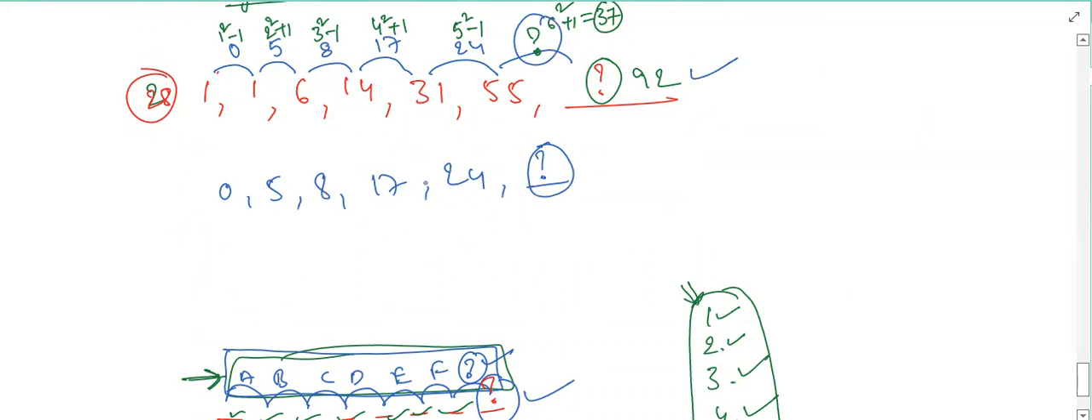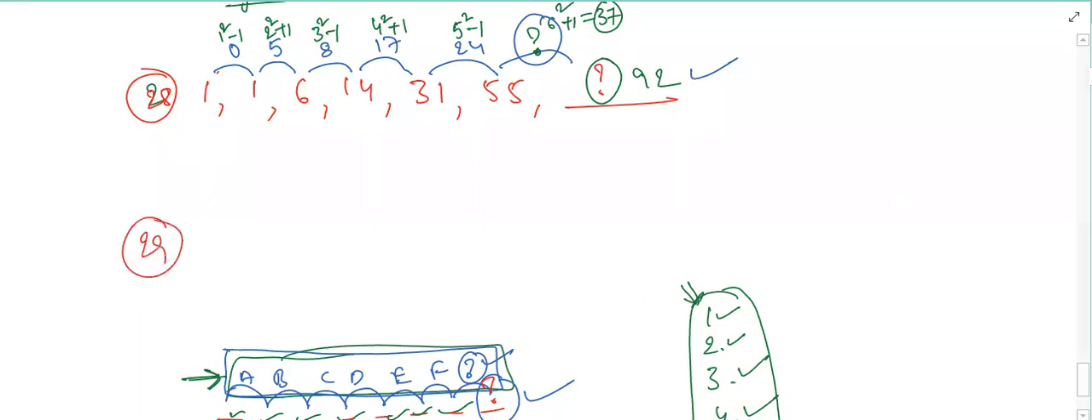Understanding or not, everyone? Yes, sir. Okay. Let me write question number 29. Question number 29 is 0, 5, 8, 17, 24 and dash. First solve question number 29.